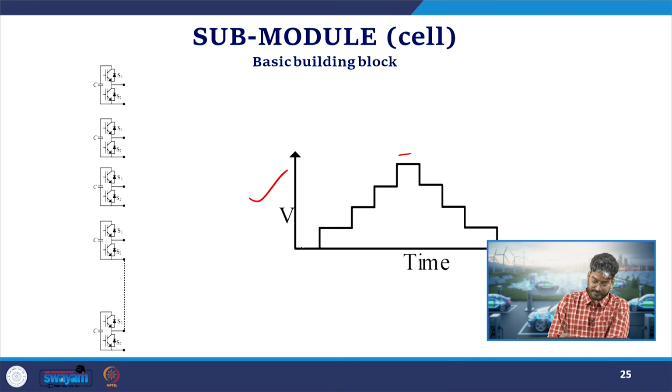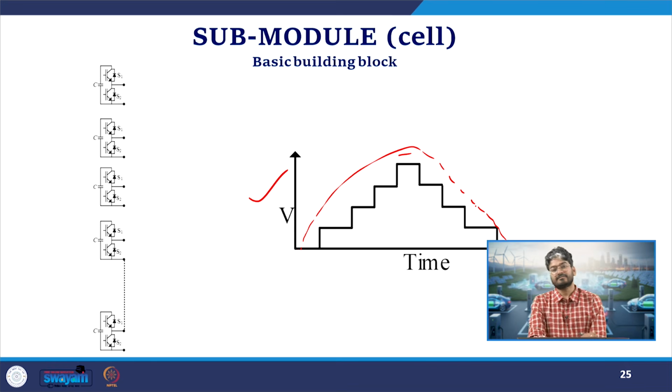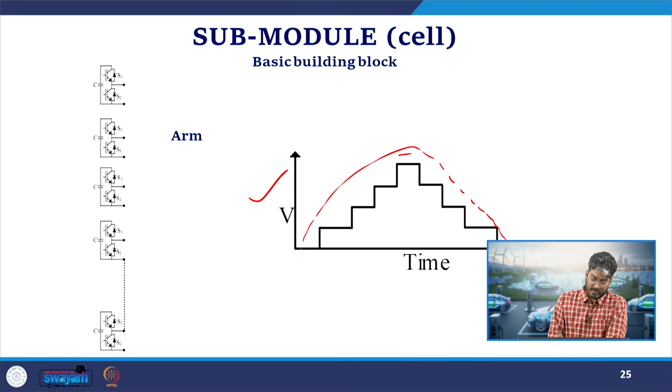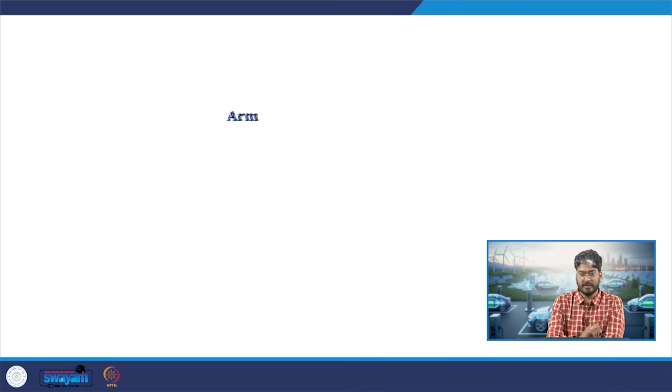If you see, I can have a sine wave over here. If I go to the Fourier series expansion of this circuit, we will see that it will have a sine wave. Okay. So the more the number of steps, the more the waveform moves towards the sinusoidal output voltage. Now this series combination of cells, we call that an arm. It may be the upper arm or the lower arm.